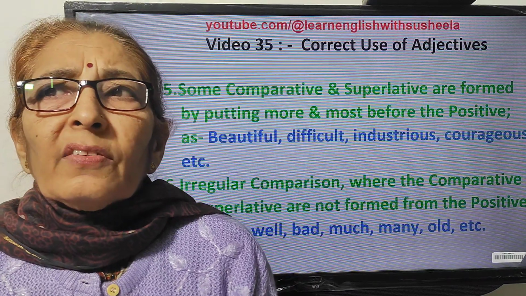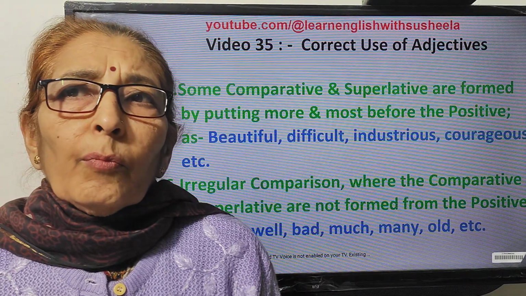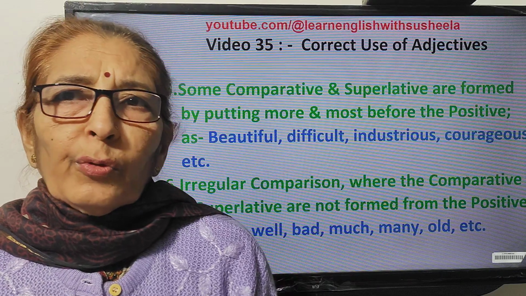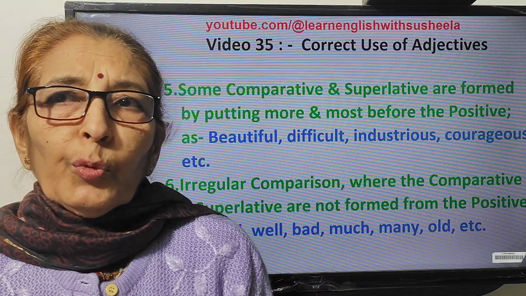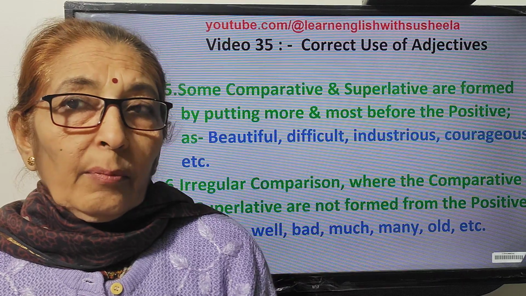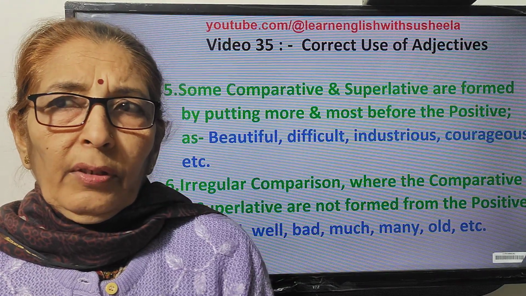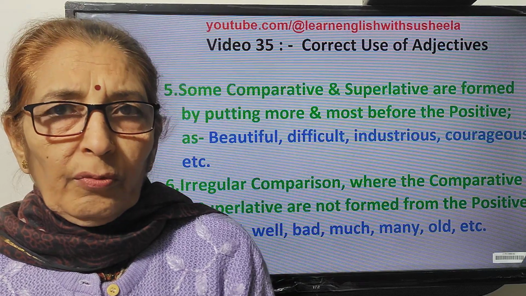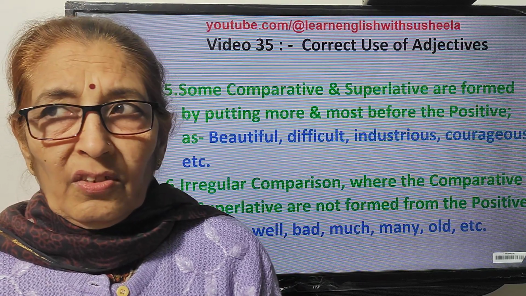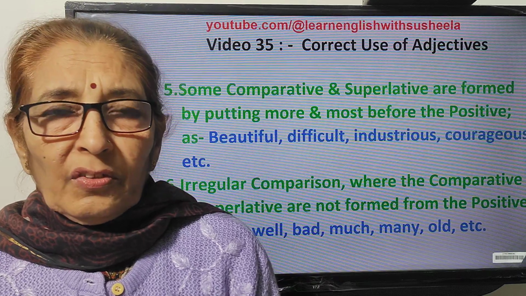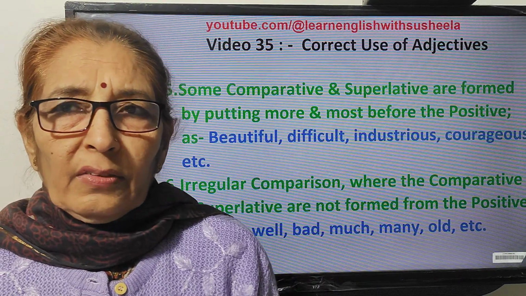Next, some comparatives and superlatives are formed by putting more or most before the positive. We don't change the positive degree, but we use more or most. For example, beautiful, more beautiful, most beautiful. Difficult, more difficult, most difficult. Industrious, more industrious, most industrious. Courageous is positive, more courageous, and most courageous.